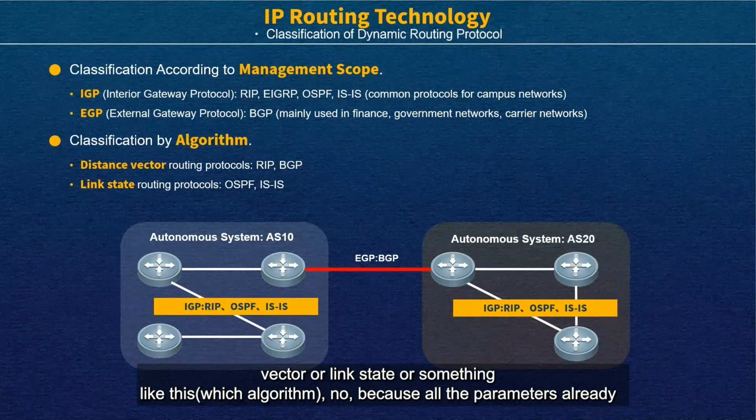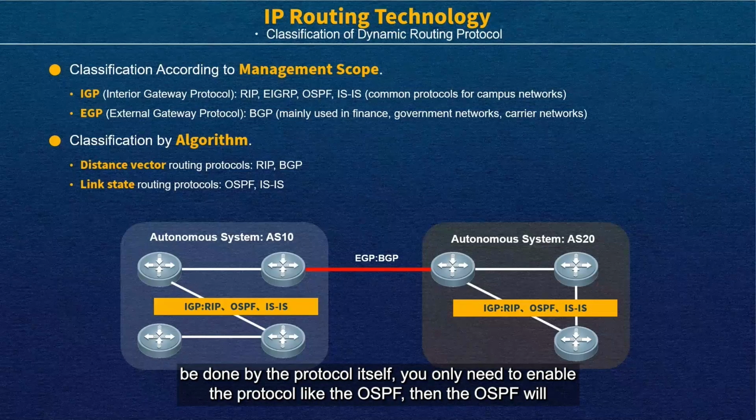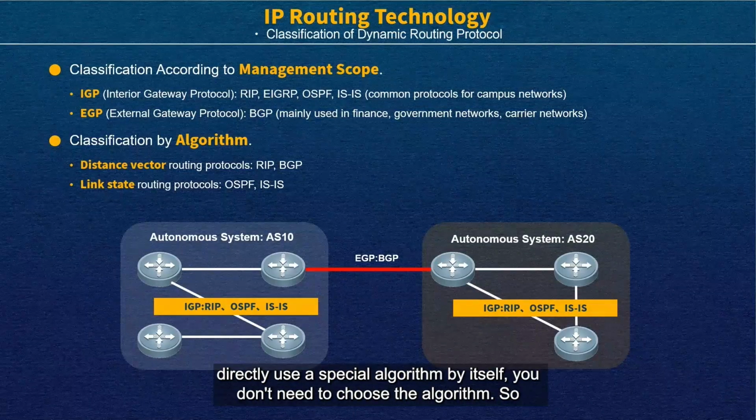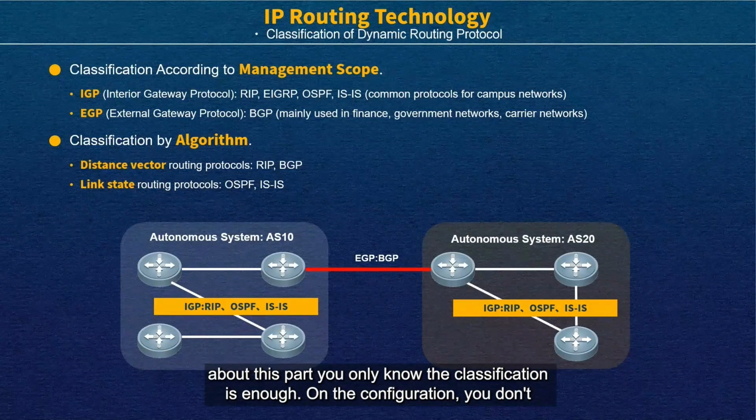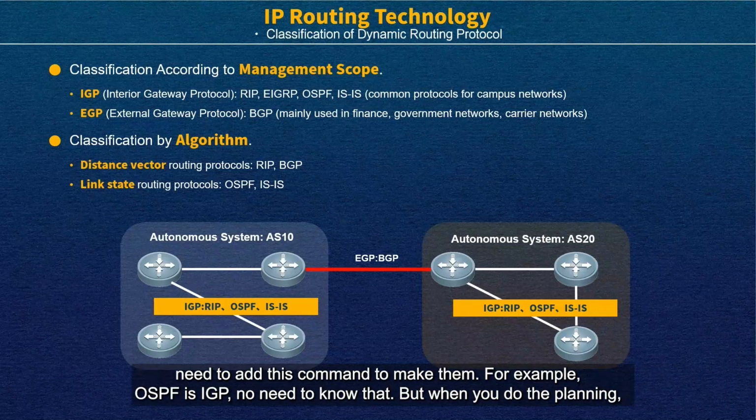No, because all the parameters are already handled by the protocol itself. You only need to enable OSPF, and then OSPF will directly use its special algorithm by itself. You don't need to choose the algorithm. So for this part, knowing the classification is enough, right? In the configuration, you don't need to add a command for this. For example, OSPF is an IGP.